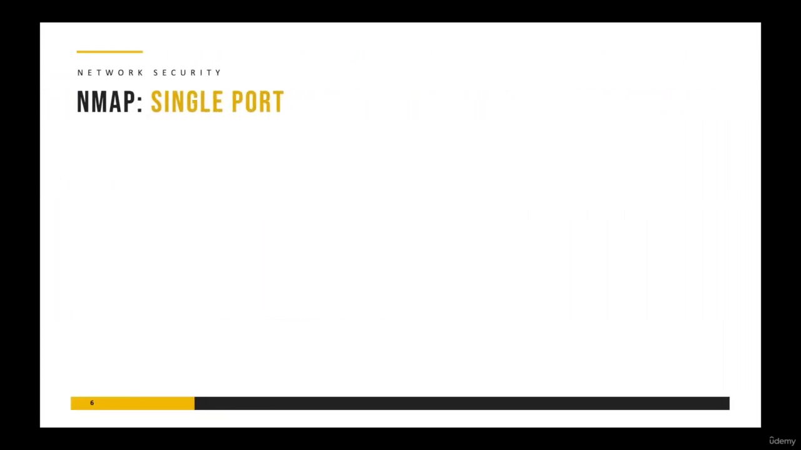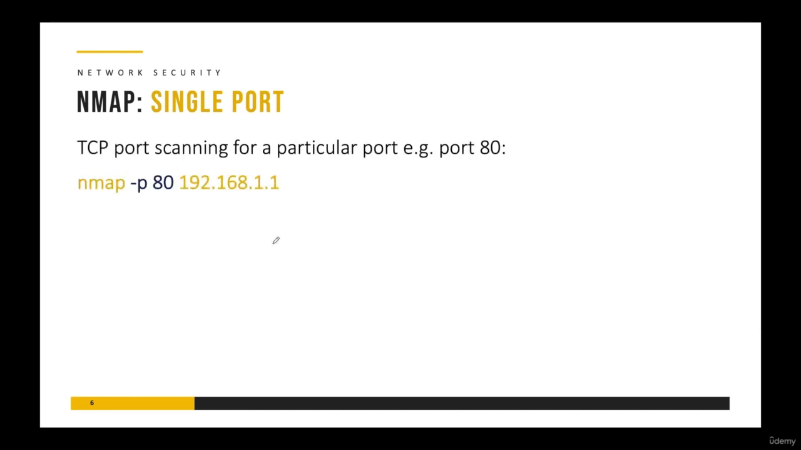Sometimes we are just interested in scanning a single port, in which case we simply specify the flag -p and then we specify the port followed by the IP address which we want to scan. Now why would we want to scan a single port? The answer is actually quite simple. Sometimes attackers don't want to leave a big footprint. If they're scanning a lot of ports, this leaves a footprint and it can trigger an alert by the intrusion detection systems or the firewalls at the destination.